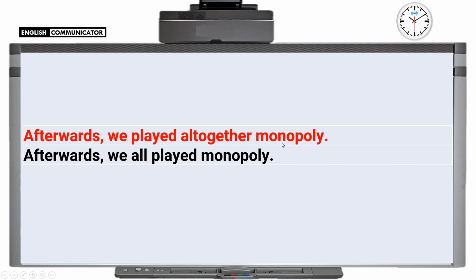Afterwards, we played all together Monopoly. Afterwards, we all played Monopoly. You can't say "we played all together Monopoly." No, you say, we all played Monopoly. Okay? We all played Monopoly. "We played all together Monopoly" is wrong.